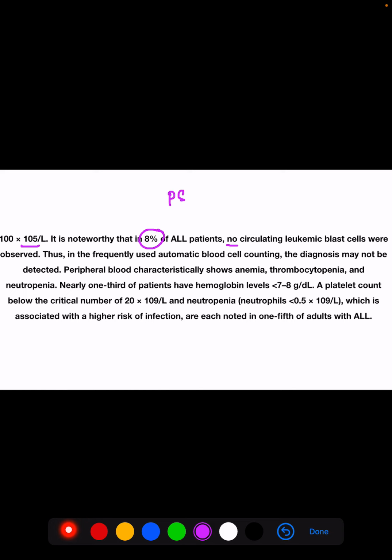In peripheral smear, what can we see? We can see the blast on peripheral smear. But in 8% of the patients, no circulating leukemic blast cells were observed. So if we use automatic blood cell counting, the diagnosis may not be detected. That is why we have to order a peripheral blood smear.